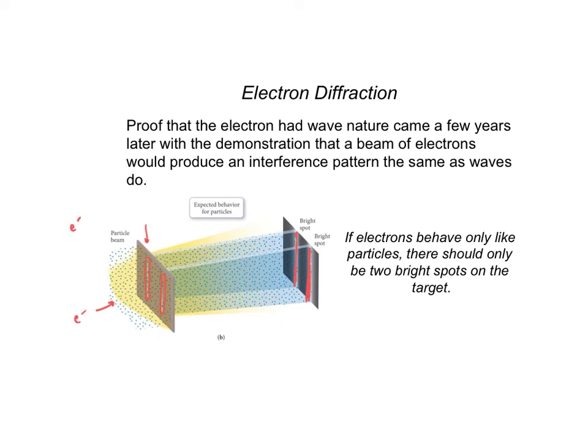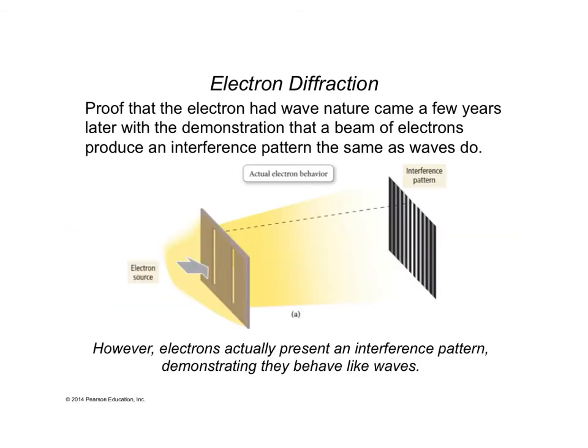What you actually get with electrons is something different. If you shoot electrons at a barrier with two slits, instead of getting two beams that correlate to the two slits, you get an interference pattern, which is very characteristic of a wave, because waves diffract and also interfere with one another. So this is an issue: you're shooting particles at a barrier and you're getting an interference pattern. How could that possibly be?